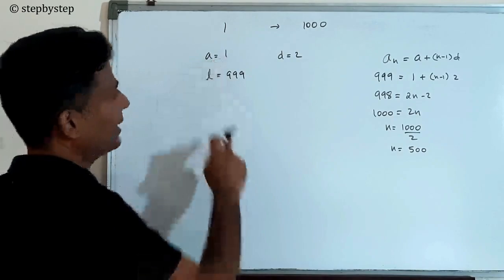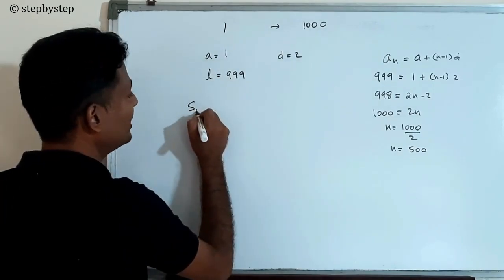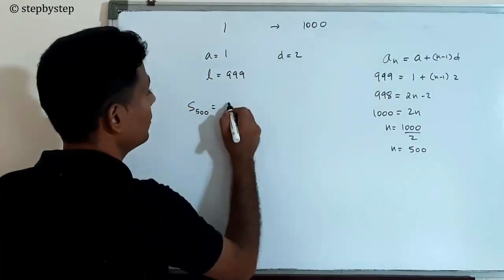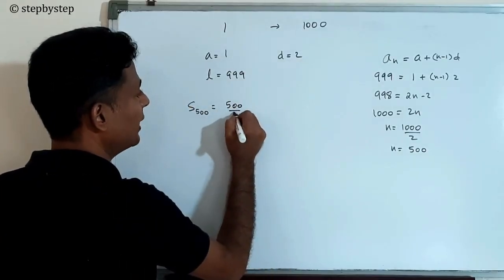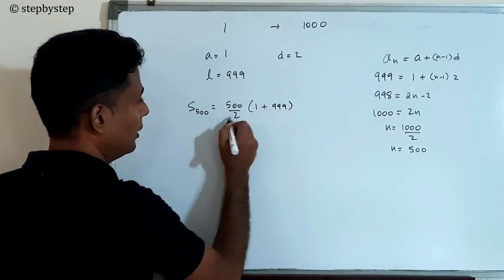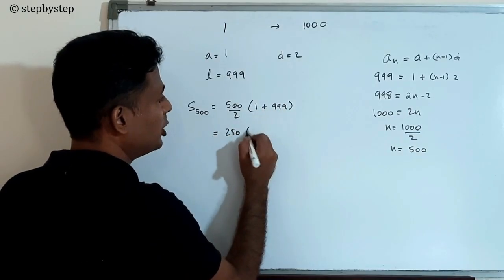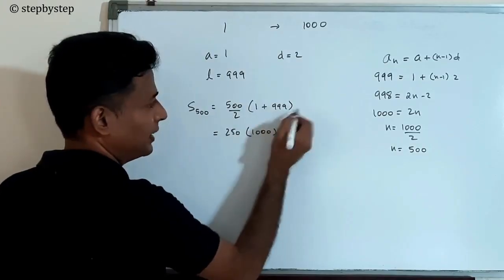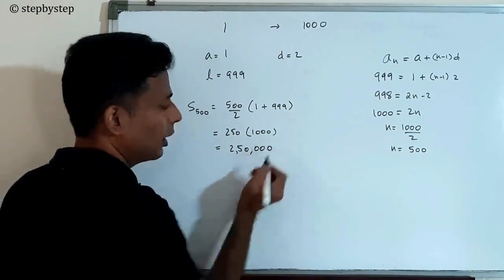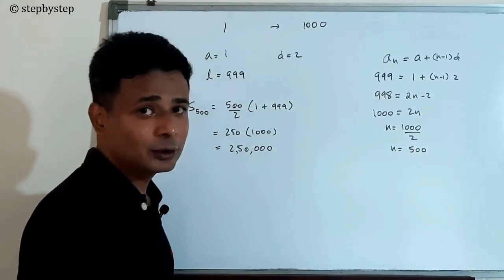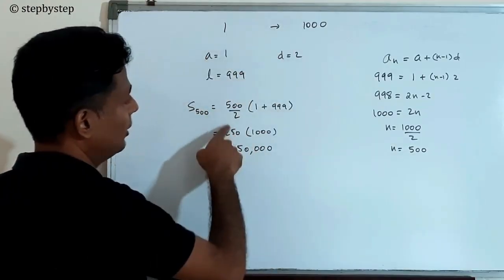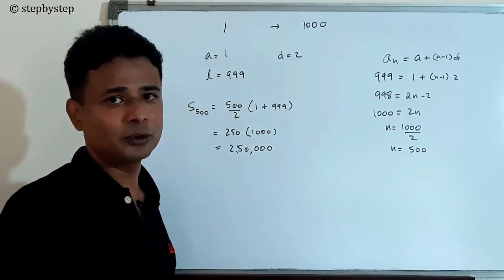So now we have the value of n. We know first term and last term. So to find S of n, that is S of 500, we'll use the second formula since we know first and last term. That is n by 2, that is 500 by 2 into A plus L. So I get 250 into 1000. 1 plus 999 is 1000. So I get 2,50,000, which is the answer. So sum of all positive odd numbers between 1 and 1000 is 2,50,000.